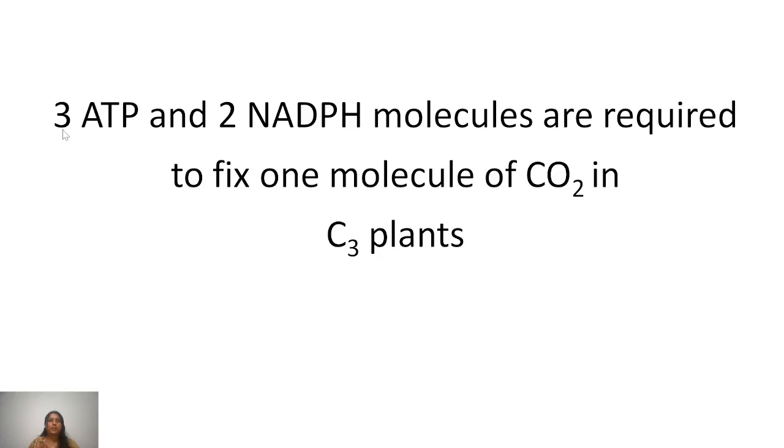At the end, 3 ATP and 2 NADPH molecules are required to fix 1 molecule of carbon dioxide in a C3 plant. This is highly important. In most exams, they will directly ask how many ATP and NADPH are required to fix 1 carbon dioxide in the plant. You need to mention that 3 ATP are required and 2 NADPH are required, because it varies from plant to plant.